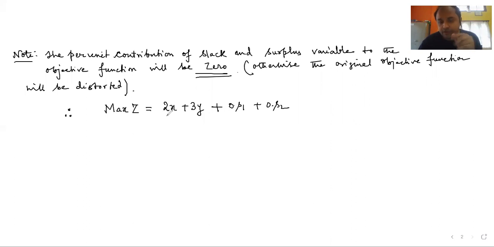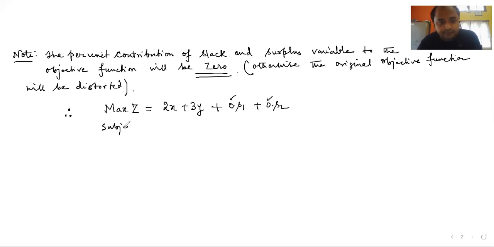Actually, it was my total profit. Now, since I am putting a non-zero constant as the per unit contribution of the slack variable, my profit will be changed, and this is not expected. Therefore, the per unit contributions are treated to be 0 and 0 for slack and surplus variable.